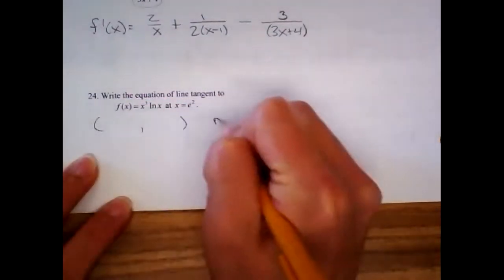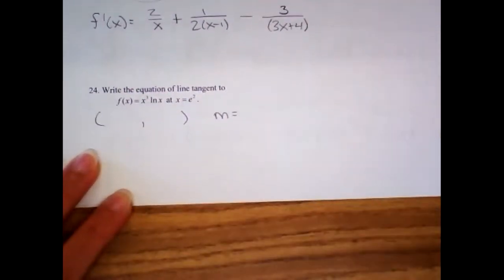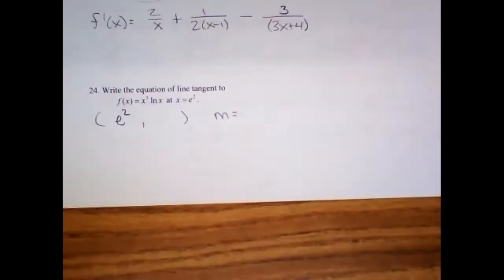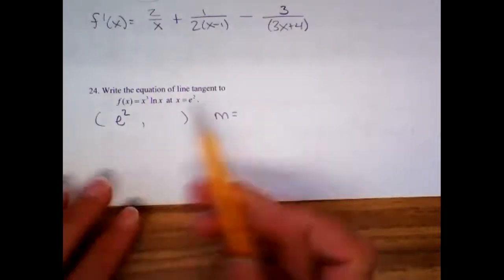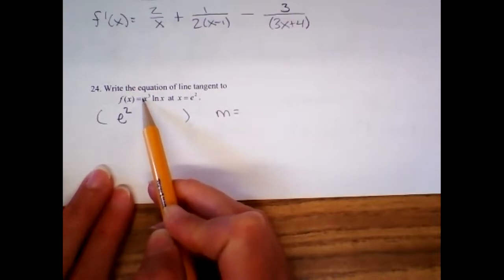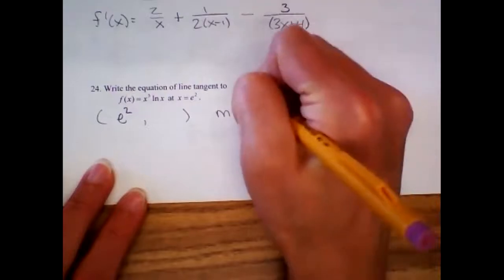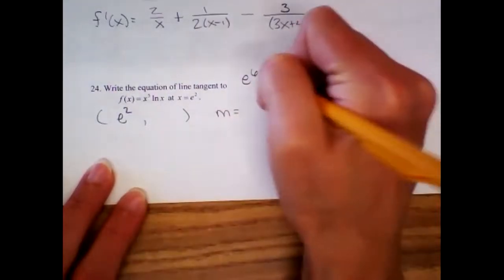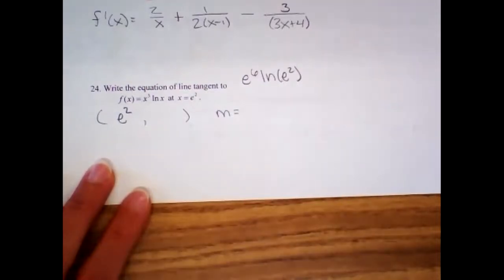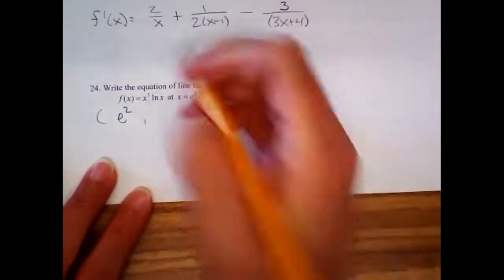All right, last one. Write the equation. You need a point and you need a slope. And our point of tangent C is e squared. So to get the y value, you're going to plug in e squared. Okay, e squared cubed. That would be e to the 6th. And then you would have ln of e squared. Ln and e cancel out, so you would just have 2e to the 6th.